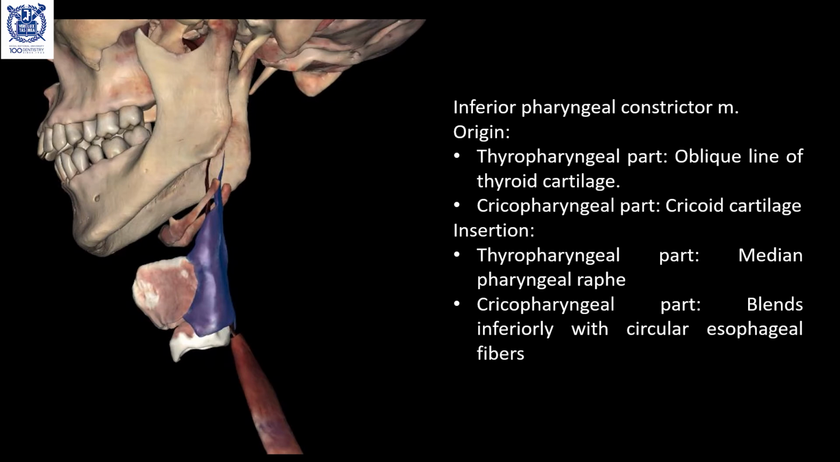The cricopharyngeal muscle is synonymous with the upper esophageal sphincter, which controls the opening of the cervical esophagus, and is sometimes referred to as the cricopharyngeal inlet.